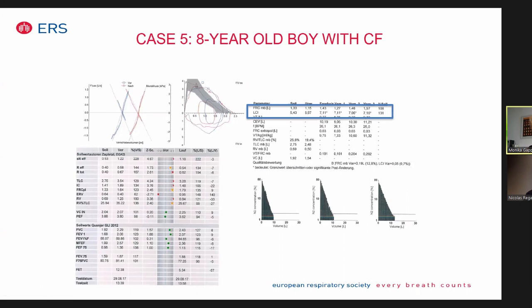So, and it's a normal peak flow. I would accept that actually. For study purposes, for reference values, you might argue, but I can see the point.